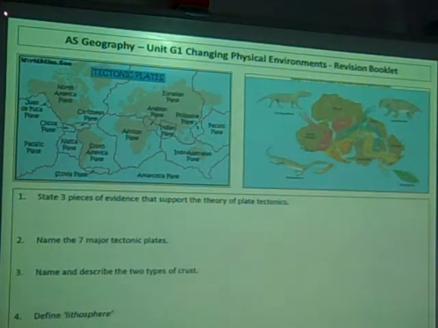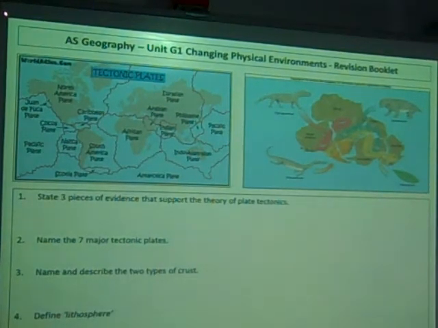Within this little video, you're going to be looking at just a few things you could do maybe to help your revision. So, what we're going to do is go through a small little booklet which hopefully you will have access to, but even if you don't, it's available on the VLE.